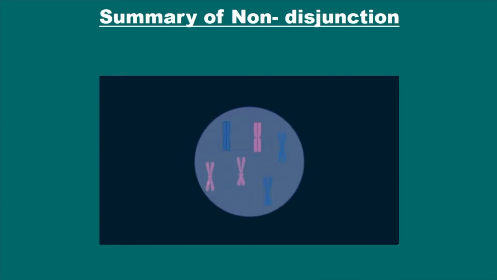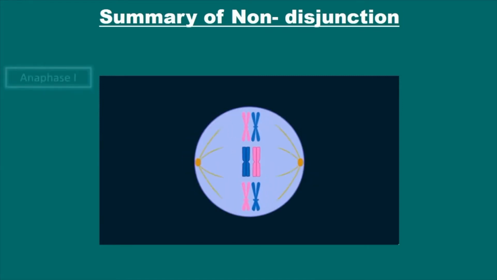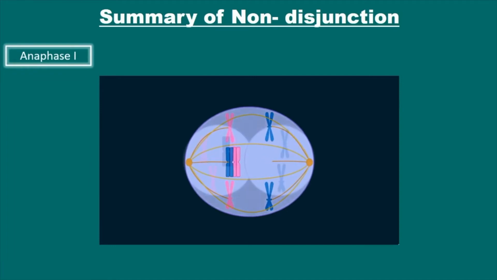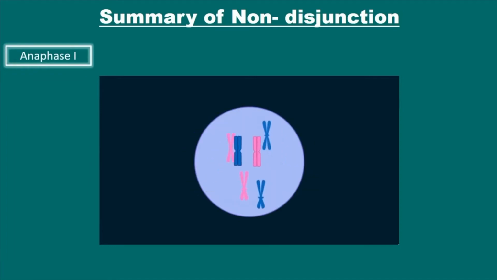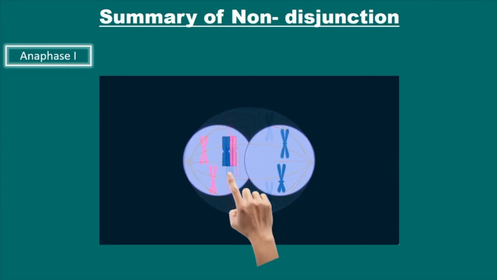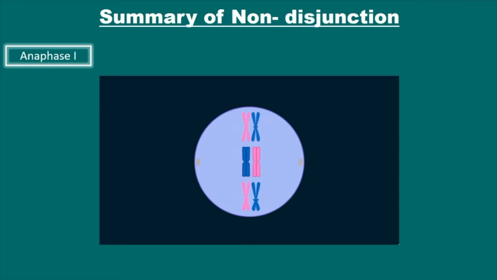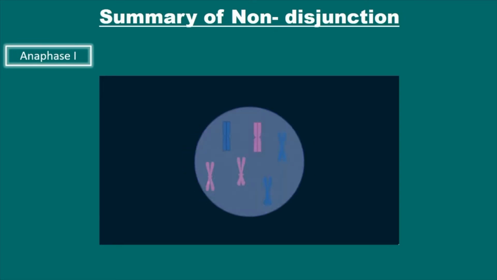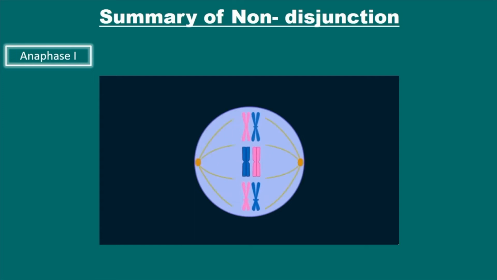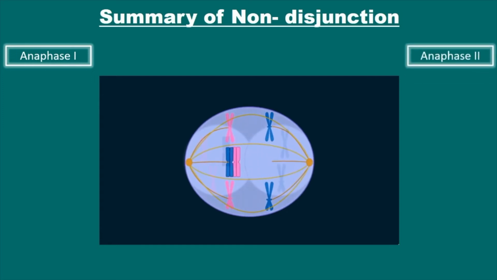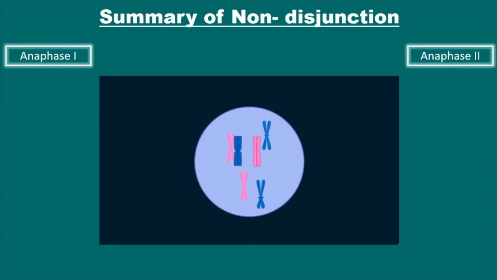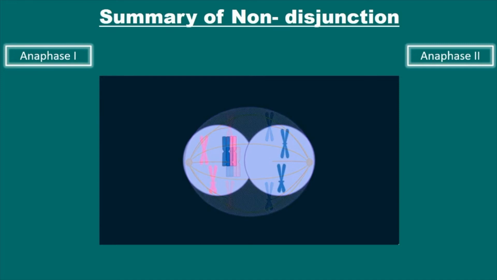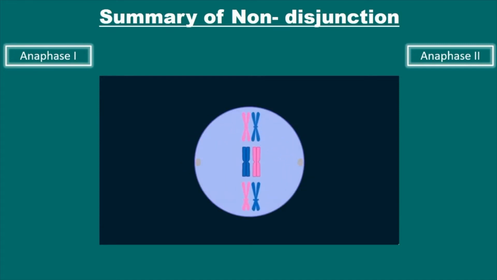So here's a small summary that shows you what happens. This is specifically non-disjunction that occurs in anaphase 1. So your chromosomes will line up on the equator and then they fail to separate. So the homologous chromosomes will move as one to the one gamete when meiosis 1 takes place. So something similar will happen during anaphase 2, but here the chromatids will fail to separate and there will be a complete chromosome moving to the opposite pole.